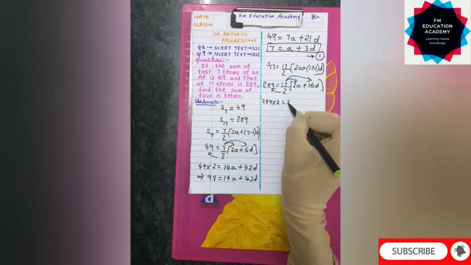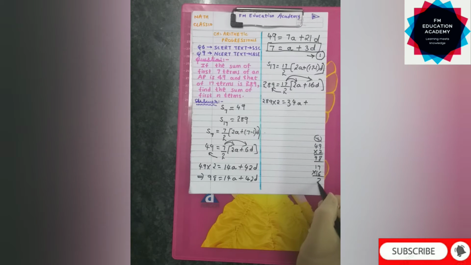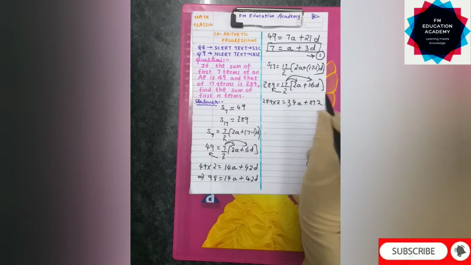17 2s are 34, into a plus 17 16s are 272. 6 7s are 42, 6 1s are 6, 6 plus 4 is 10, 1 7s are 7, 1 1s are 1, 2 7 2, 272, I'm getting. So 17 into 16d will give me 272d.